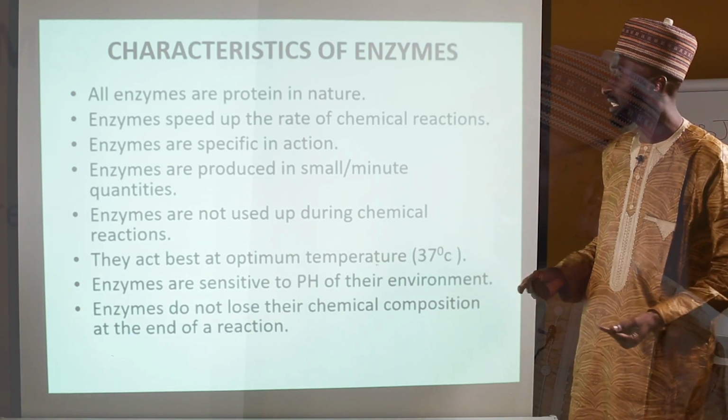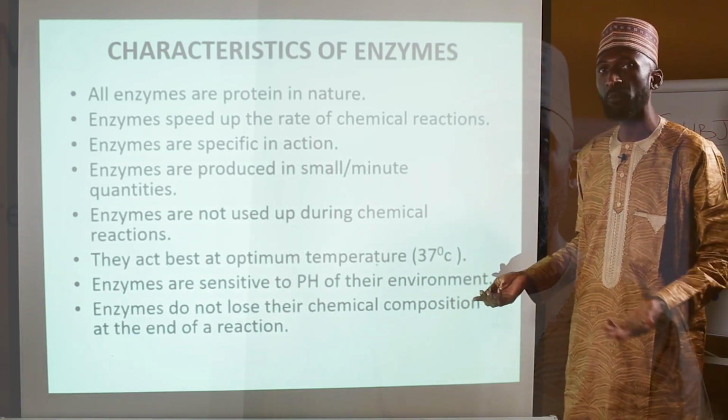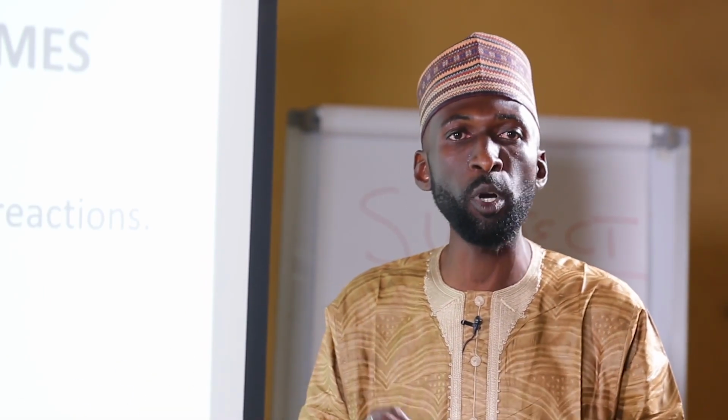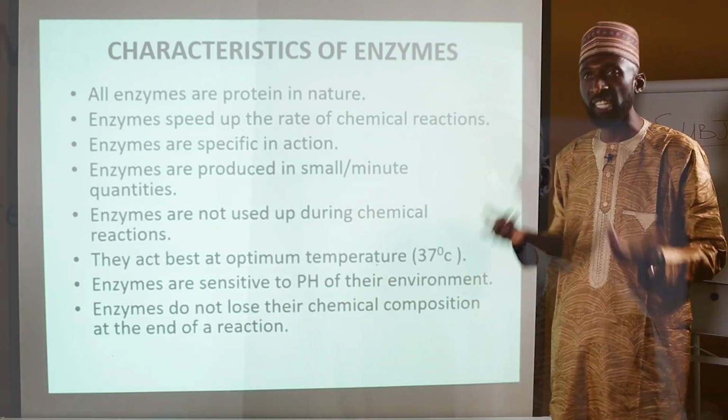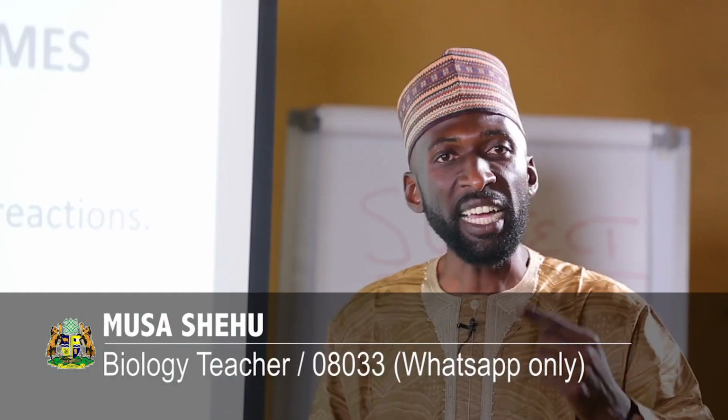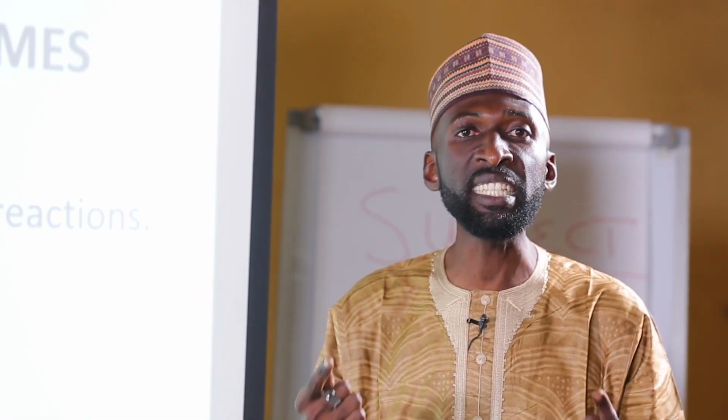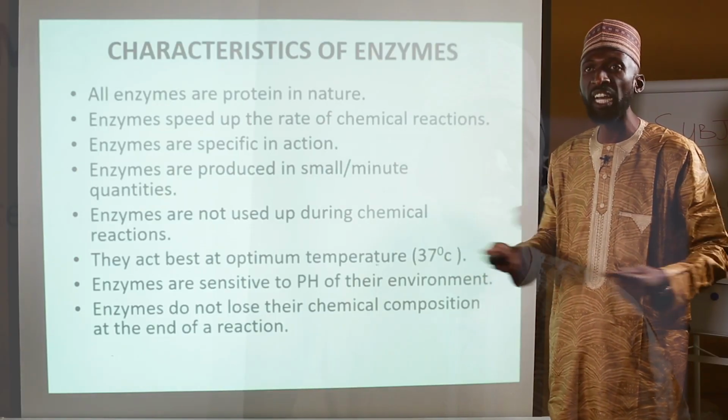Now, they act best at optimum temperatures. What does that mean? We said optimum temperatures are temperatures that are suitable for optimal performance of organisms. Now these enzymes act best at optimum temperature, and that is the body temperature, which is 37 degrees Celsius. Meaning that when you have temperatures far above 37 degrees centigrade, these enzymes will be denatured. They will be destroyed. So they are no longer useful.